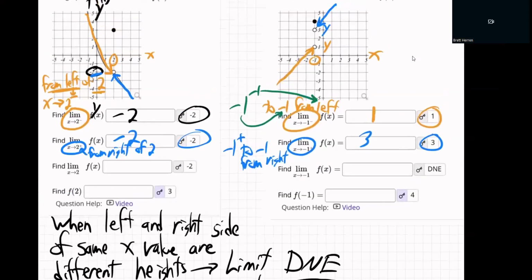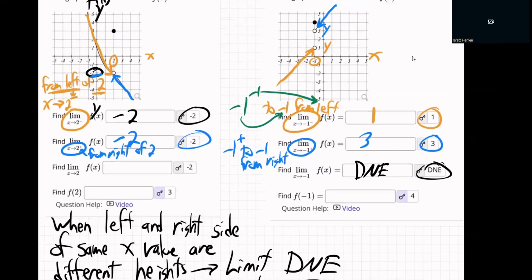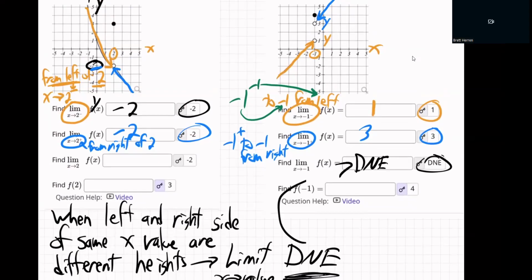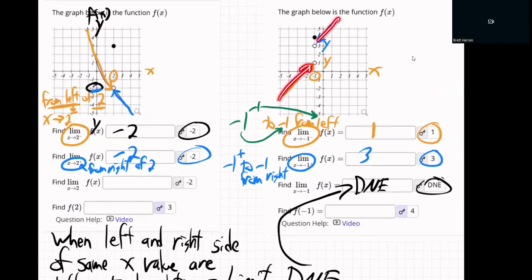So this one over here, that's why this one is D and E. Because from the left side and the right side of the x value -1, it's hitting at different heights. This one's hitting at a height of 3, this one's hitting at a height of 1. They're not going to meet.